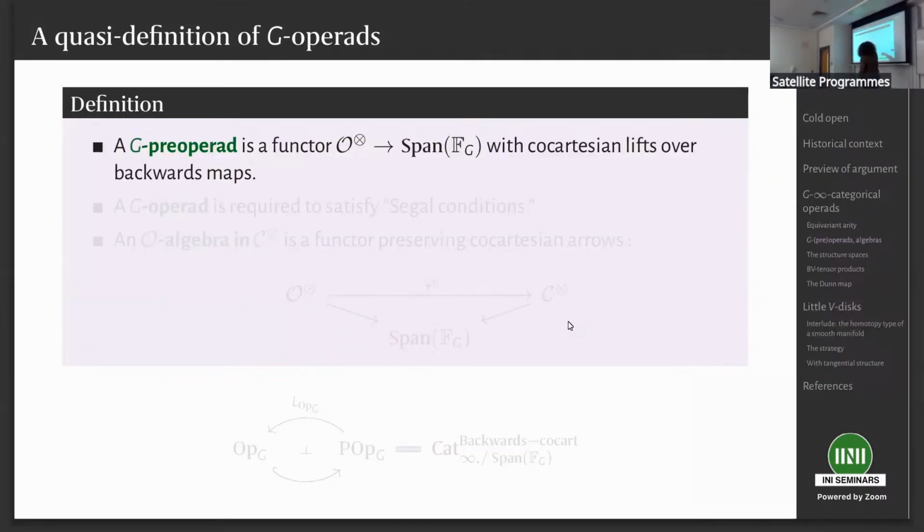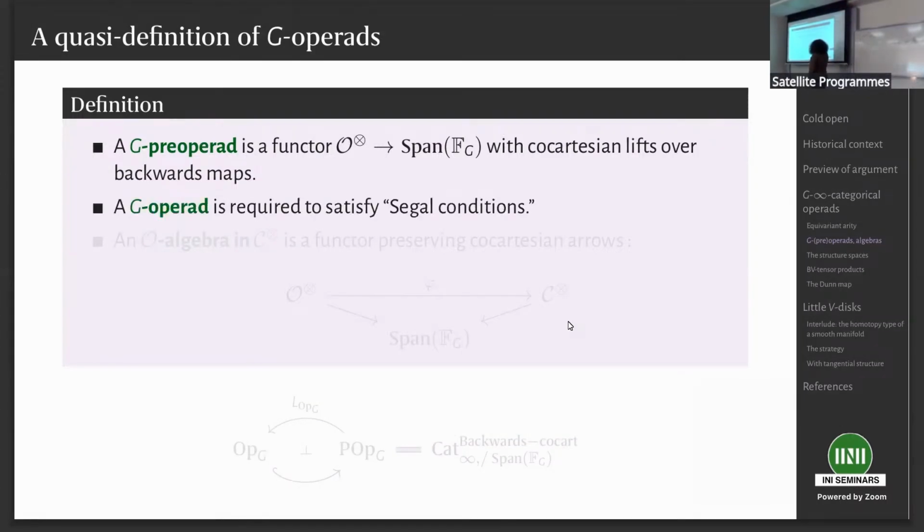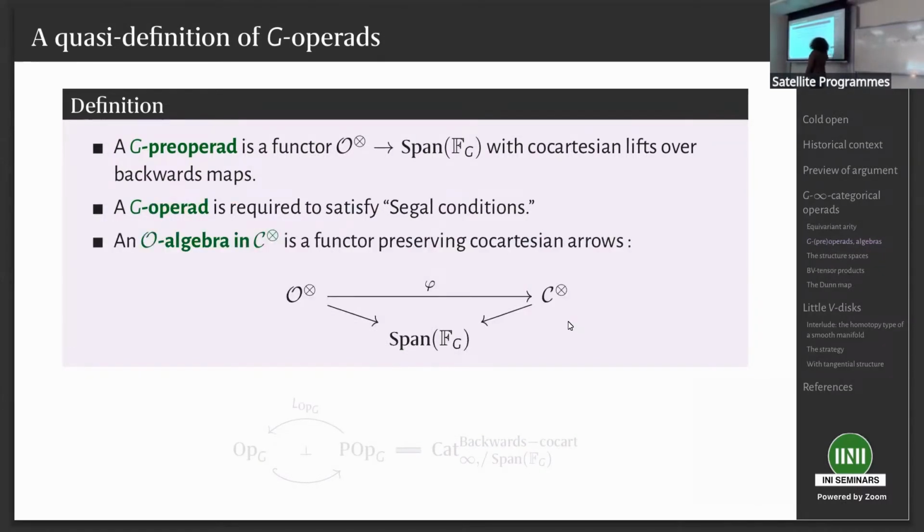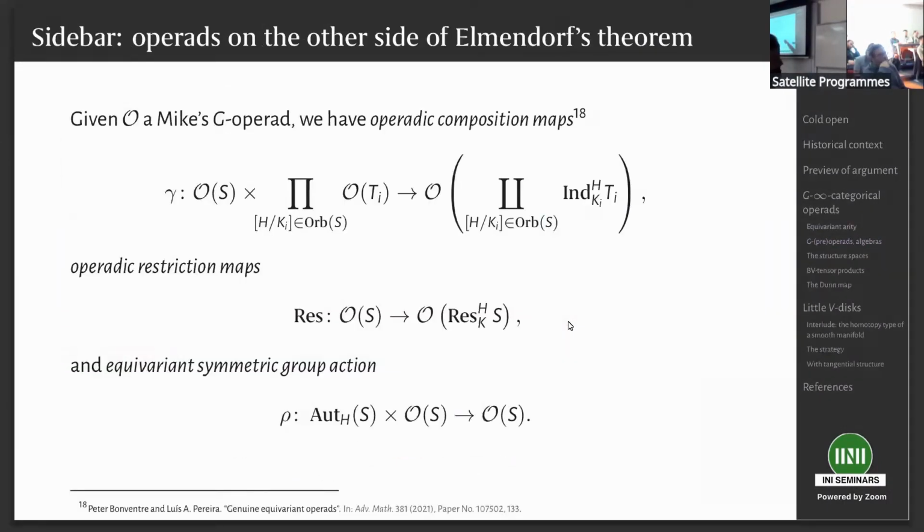So a G pre-operad ends up being defined as a map to the effective Burnside category with co-Cartesian lifts over backwards maps. Meaning there's some sort of functoriality along the backwards maps that implements restrictions and whatnot. And we ask for it to be a G operad that there's some sort of Segal conditions. And algebras in this setting are just maps that preserve the co-Cartesian lifts for backwards maps. Now these Segal conditions are essentially telling you that the relevant structure spaces are these products.